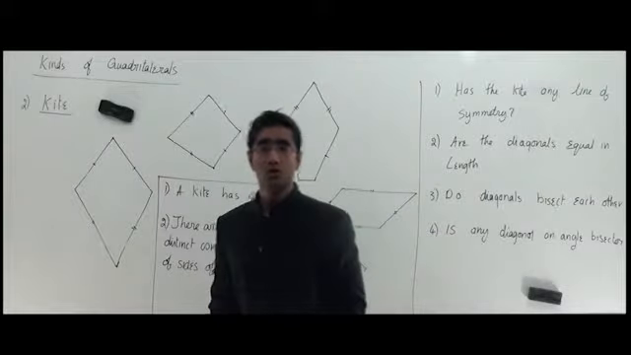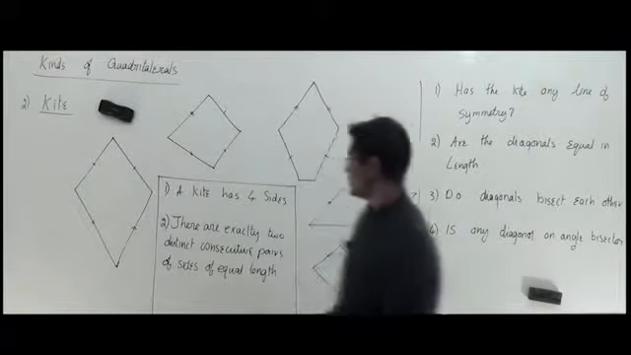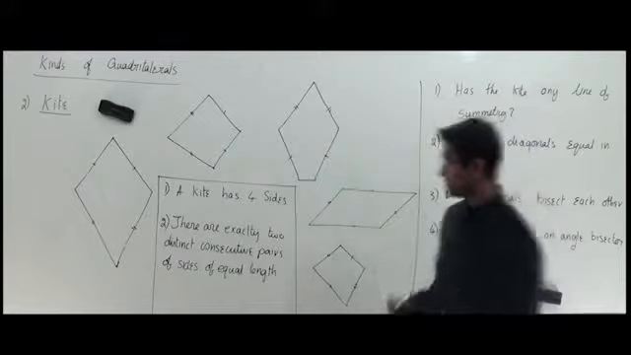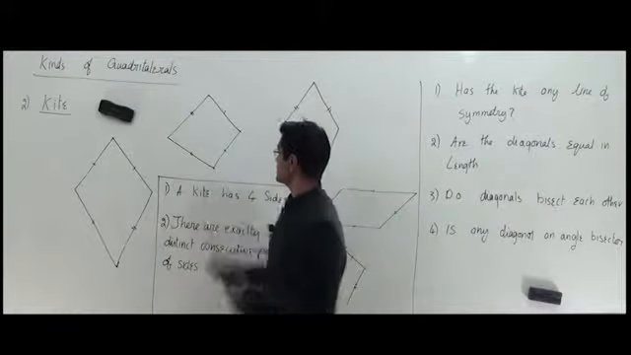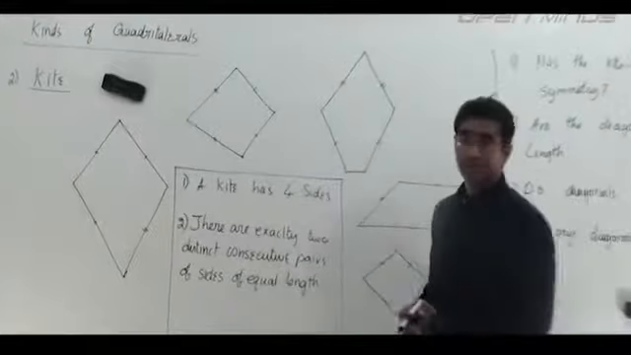In this video, let's talk about a quadrilateral called a kite. What exactly is a kite? You can see the diagram here. This is a kite, that's a kite again. These are not kites.